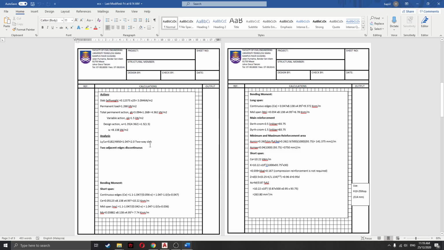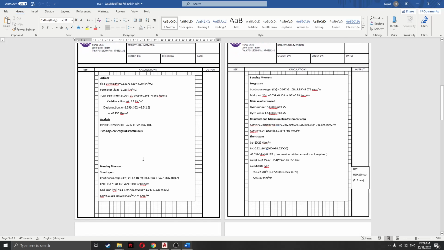This is two slab. Then it is two adjacent edges discontinuous. So bending moment is short span. Continuous edges I get 10.22. Mid span I get 7.74. For bending moment long span, I get 9.372, 6.78.